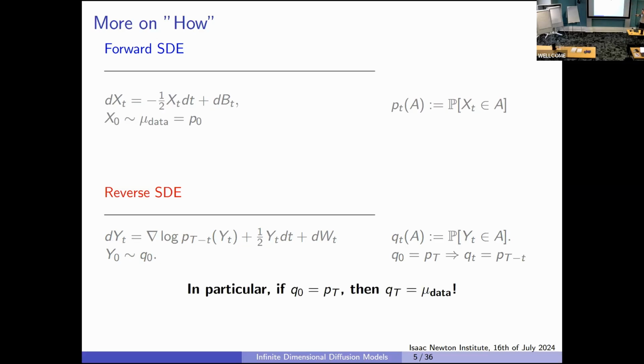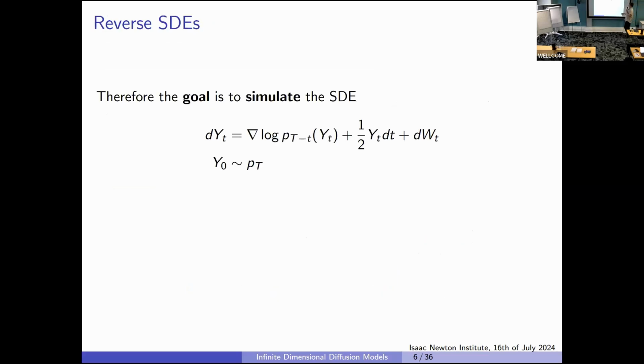And the very nice thing about this is that if you run the reverse SDE, because it will have the same time t marginals as XT, then at the final time, the final distribution of the reverse SDE will be the same as the initial distribution of the forward SDE, which is your data distribution, the thing that you want to sample. Therefore, this gives us a nice candidate of something that we would like to simulate. And if we could simulate it perfectly, then we would get samples from our data distribution. And of course, that's not so straightforward.